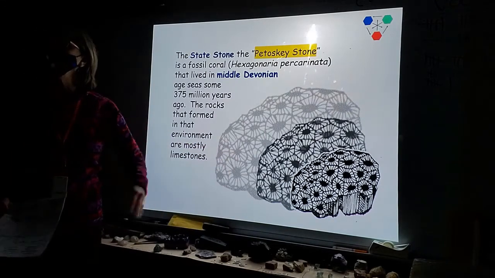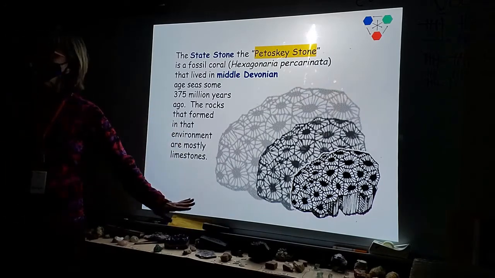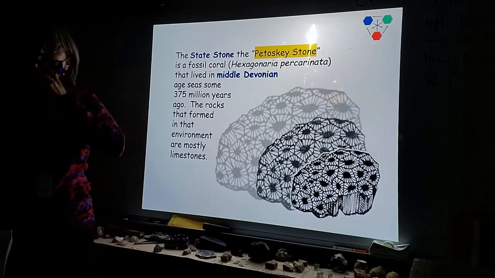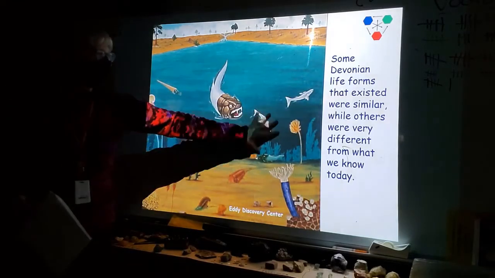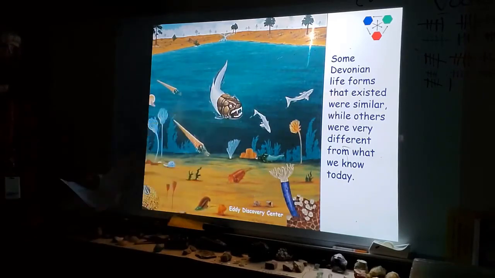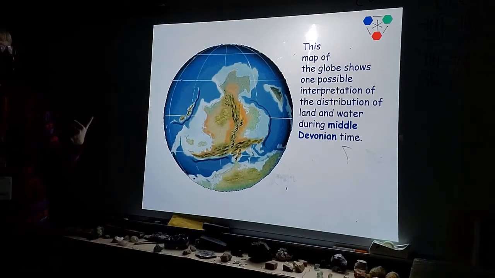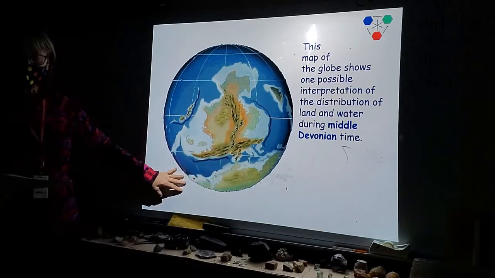And it's a beautiful fossil. When we get to fossils next, I have lots of examples of Petoskey stones to show you. Michigan gets its sedimentary bedrock layers because the rocks were formed mainly in these warm water environments, which ended up making limestones. Some of these were the life forms that existed way back then, 375 million years ago. Very different from what we know today. Some are the same, but some are very different. Look at this critter. In fact, this globe shows a picture of what many scientists believe it may have looked like during this Devonian time, 385 million years, 375 million years ago.